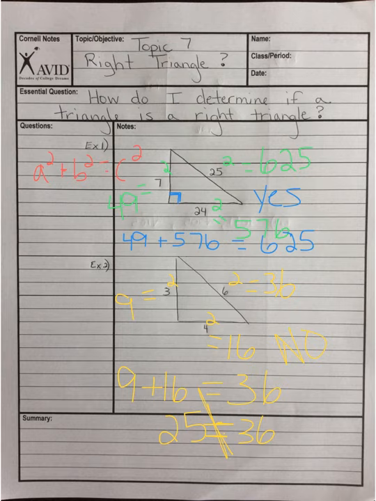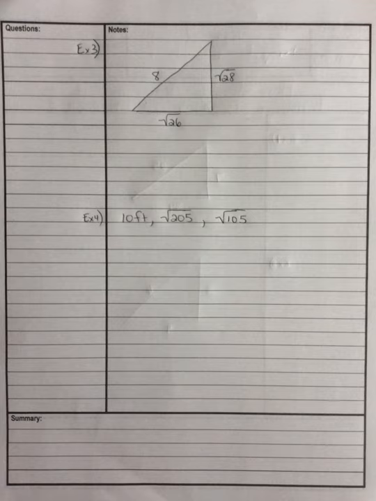Let's look at our last 2 examples. The reason these last 2 examples get a little tricky is because you see on number 3 here, we have a square root symbol. And we're still going to go through the same process. We are going to square all of our sides. What that means is times it by itself. So 8 times 8 is 64. And the square root of 26 times the square root of 26: the square root and the squared symbol actually cancel out, and your answer is 26.